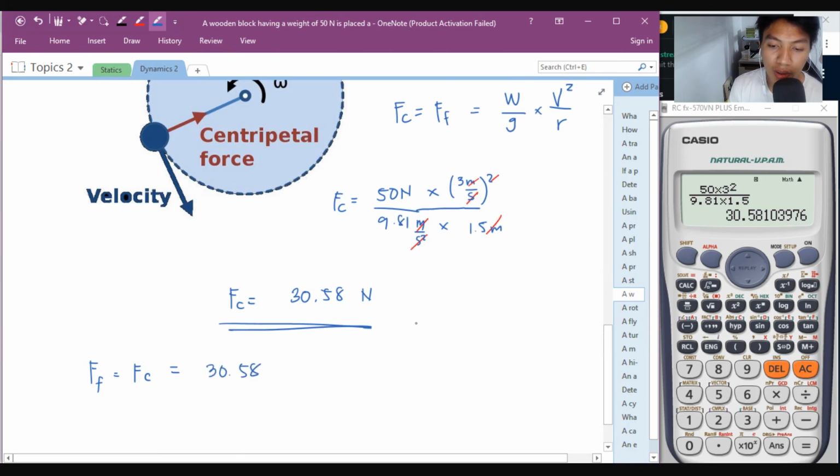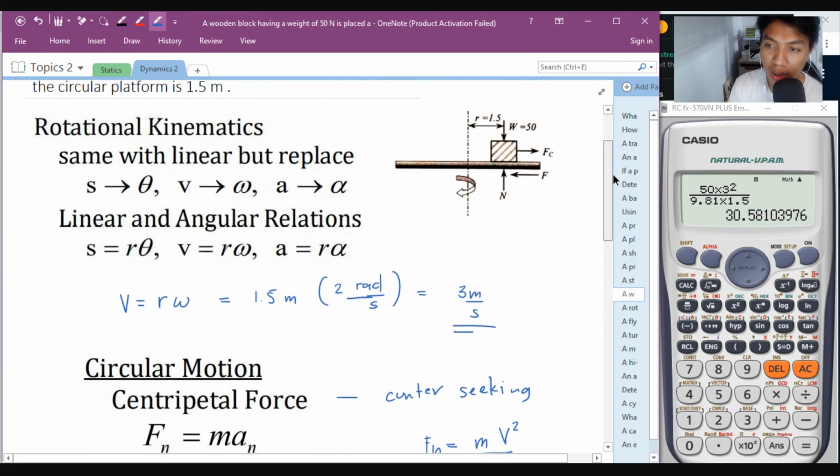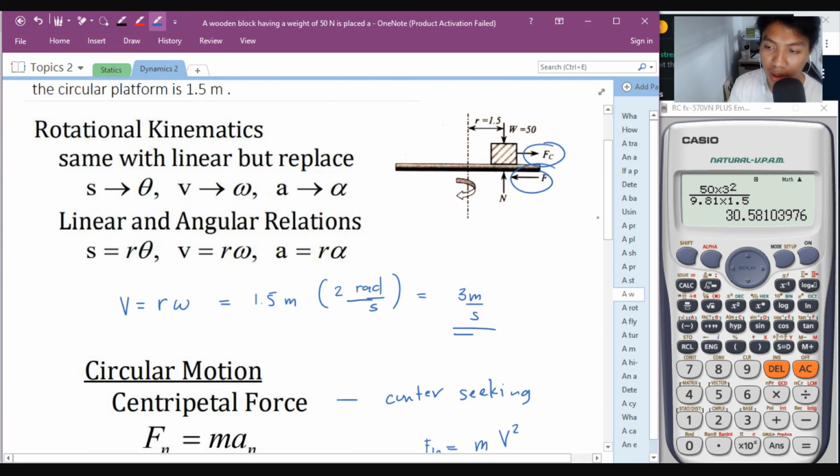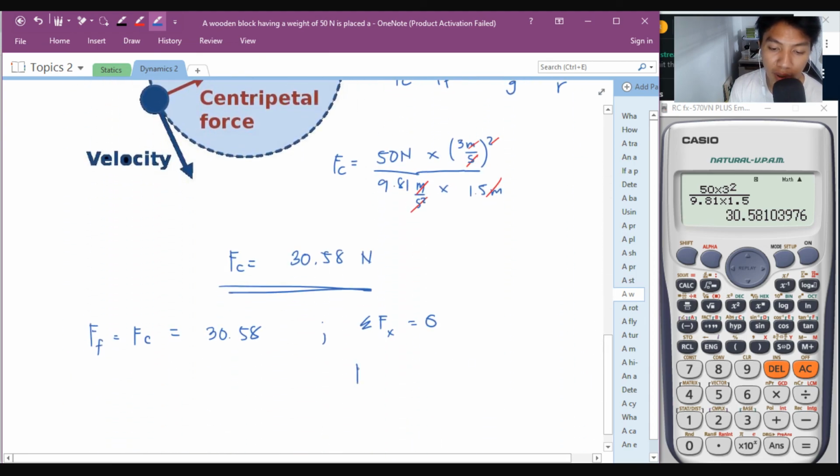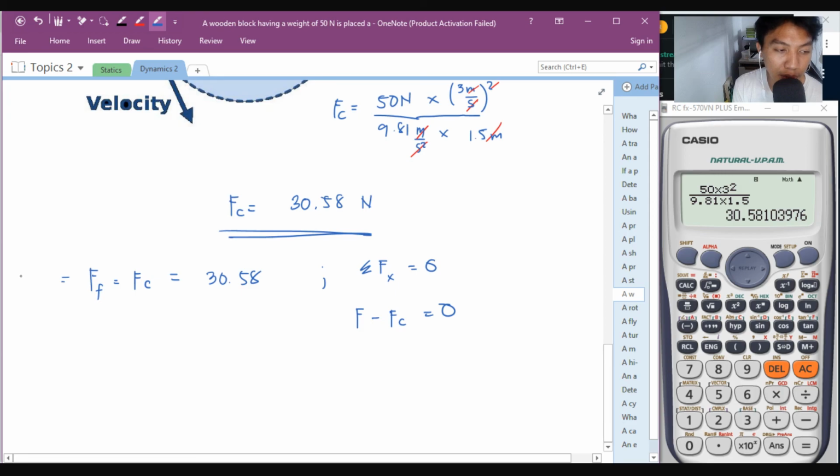Why? Let me show you the summation of forces. The summation of forces in X equals 0. What are counteracting here? Only these two, the frictional and the centripetal. That means FF minus FC equals 0. So FF is equal to mu times normal. What we are looking for is mu. So mu, the frictional coefficient, is equal to FC divided by N, which is 30.58 divided by 50.